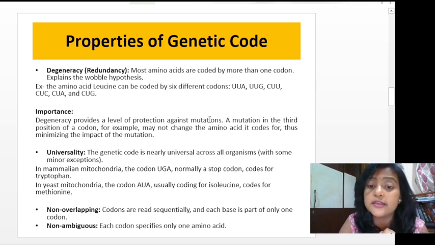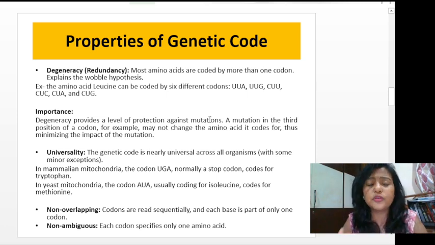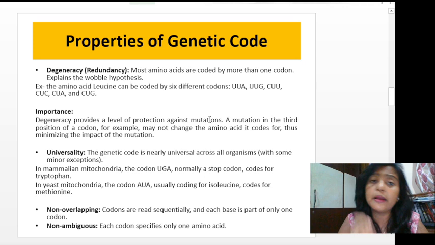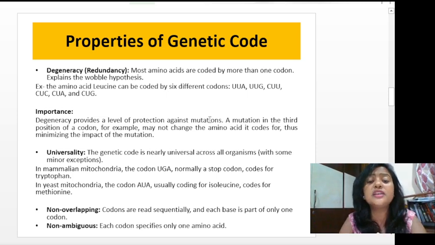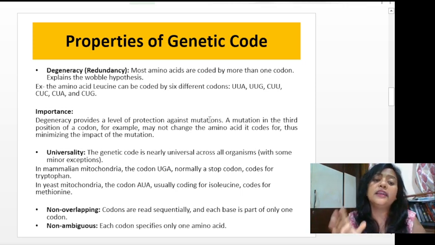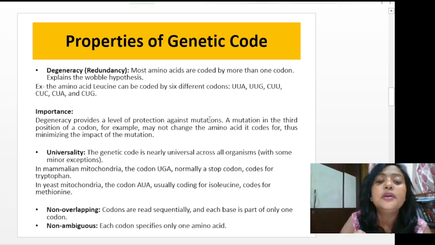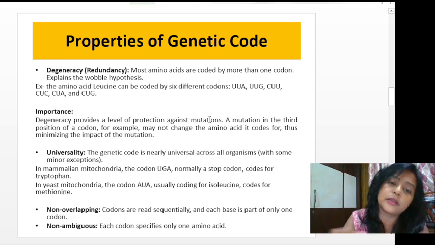Now coming to universality. This genetic code is universal across most organisms. You can say all organisms, but there are some minor exceptions, like in mammalian mitochondria. This UGA is normally a stop codon, but it is coding for tryptophan. Even in yeast mitochondria, this codon AUA, which normally codes for isoleucine, is coding for methionine. So there are some exceptions where the genetic code might not be universal in some organisms.